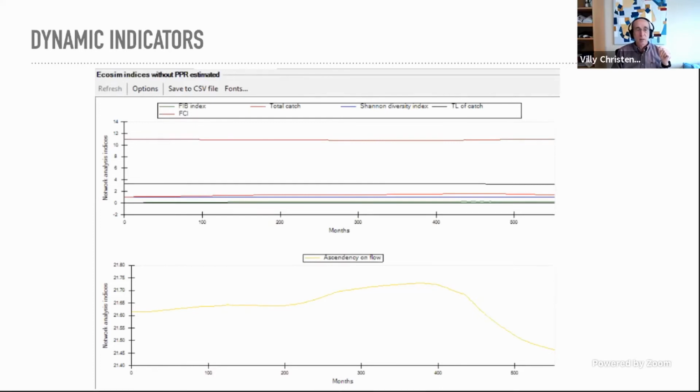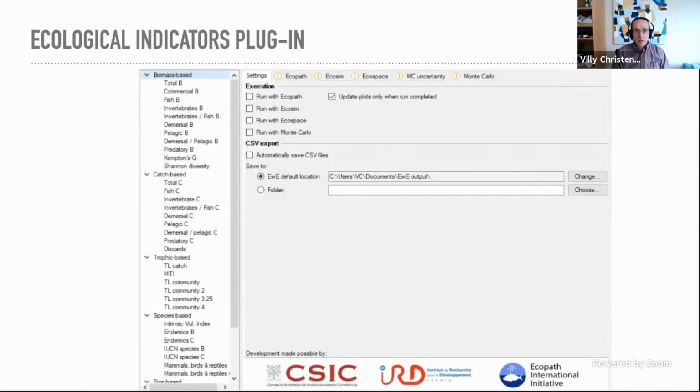Indicators are important. We need a way of summarizing ecosystems, what happens in ecosystems. And we basically need indicators for that, just like we do in all other aspects, economy included. This next step is then a plugin. And Marta, can you tell us about this?